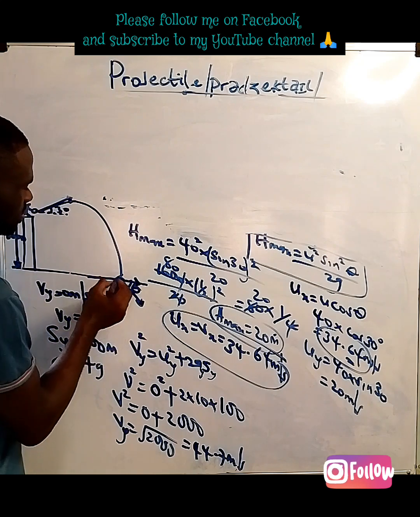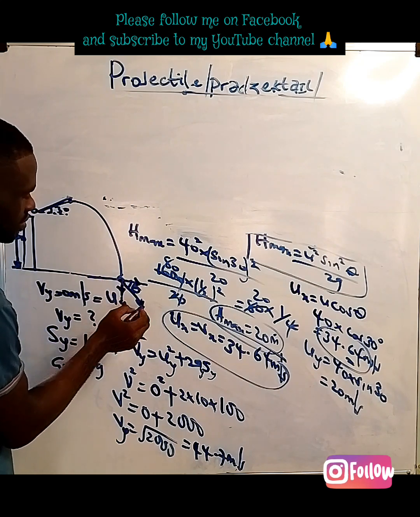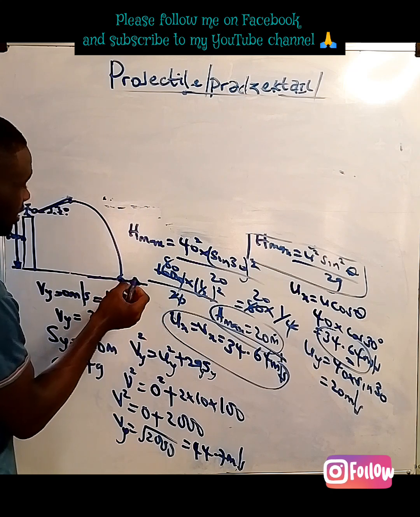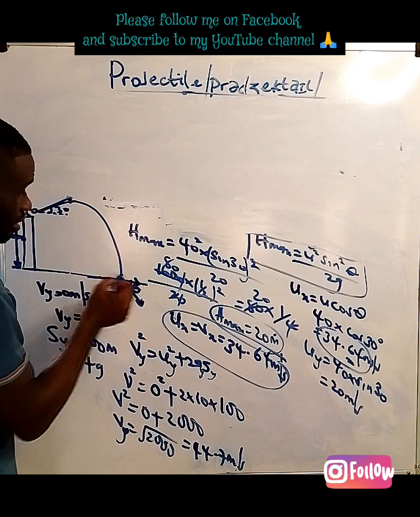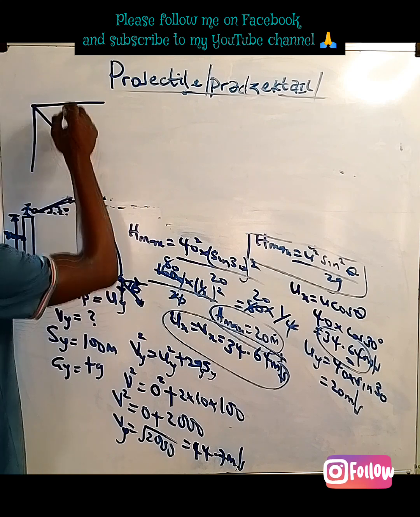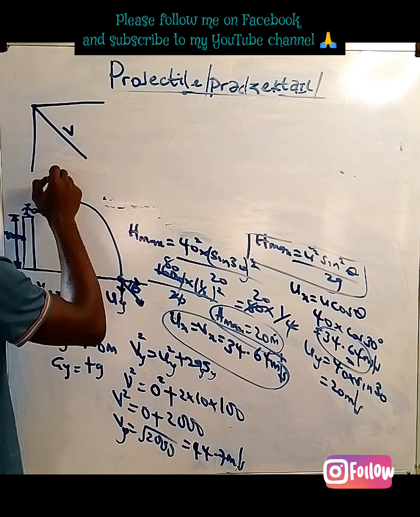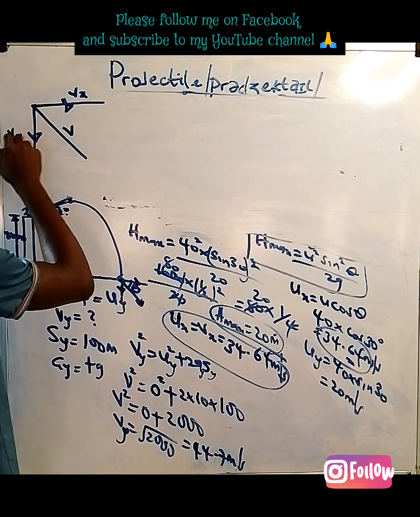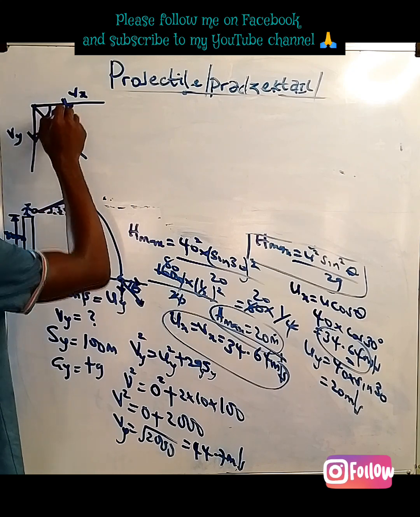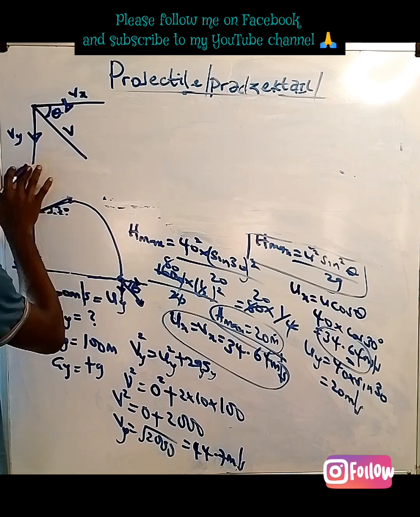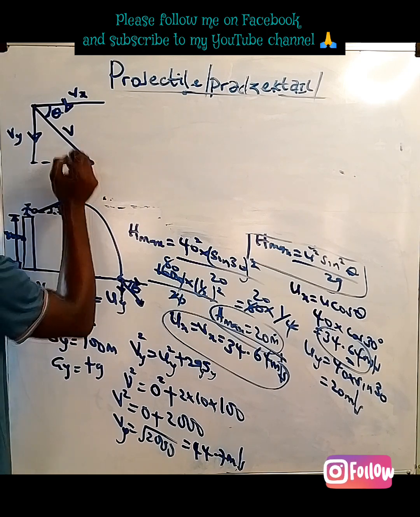So don't forget the object drops at this very point. There's a landing velocity with its component along the y-axis and along the x-axis. So this is what we have. There's a landing velocity, the final velocity. So this is it here, along the x-axis and along the y-axis, with an angle. There's a landing angle with the horizontal.